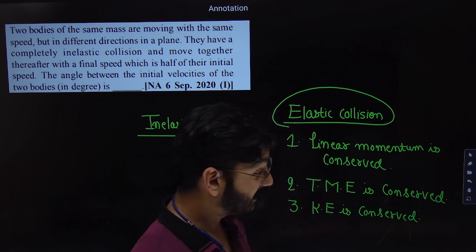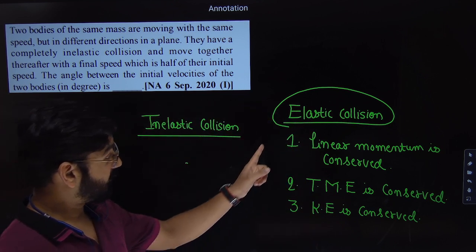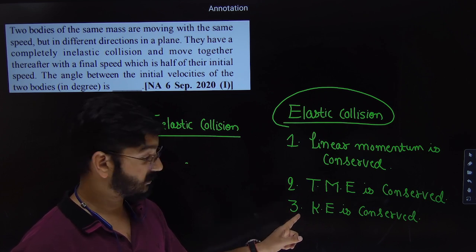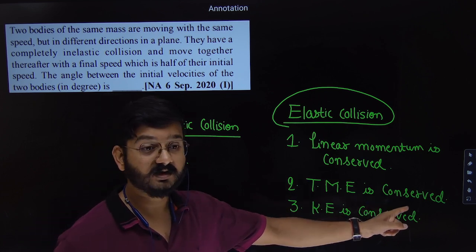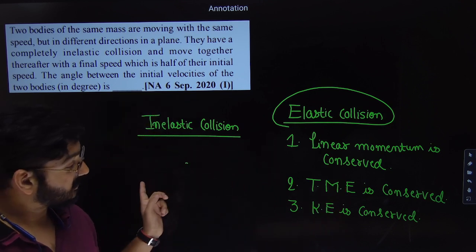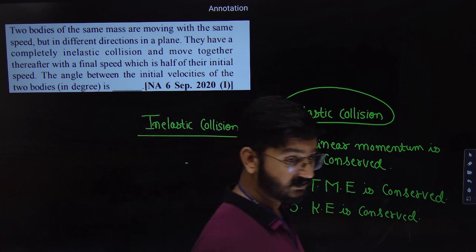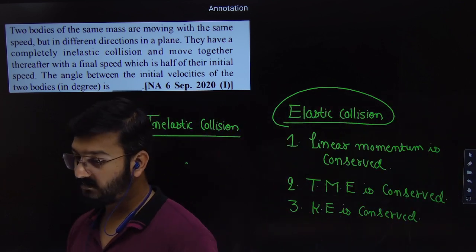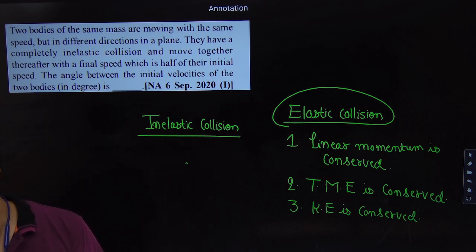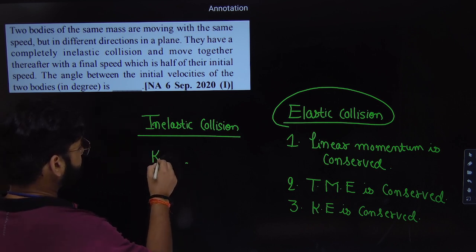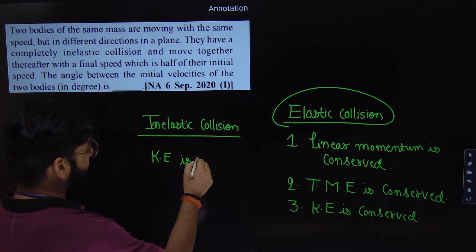Okay. So in inelastic collision, first and second will hold true. Third one will not be true. So in third one, what you will write? Kinetic energy is not conserved. Copy. Just write down first and second will hold true. Third one, kinetic energy is not conserved.